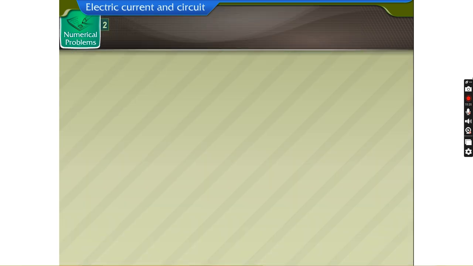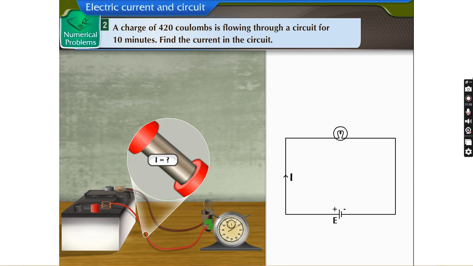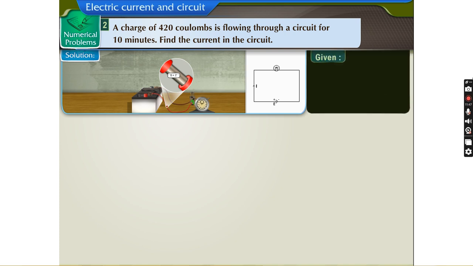Problem 2. A charge of 420 coulombs is flowing through a circuit for 10 minutes. Find the current in the circuit. Solution. Let us write the given data. Charge Q is equal to 420 coulombs. Time T is equal to 10 minutes, which is equal to 10 multiplied by 60 seconds, which is equal to 600 seconds.